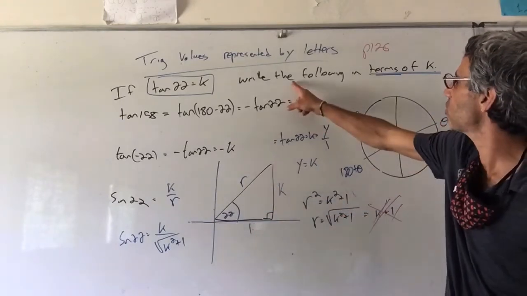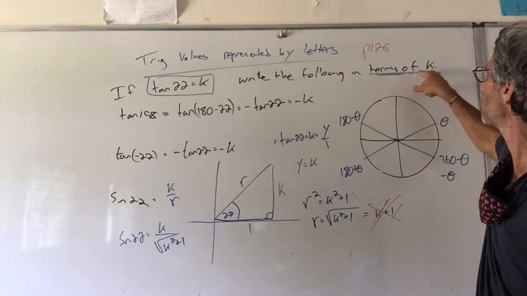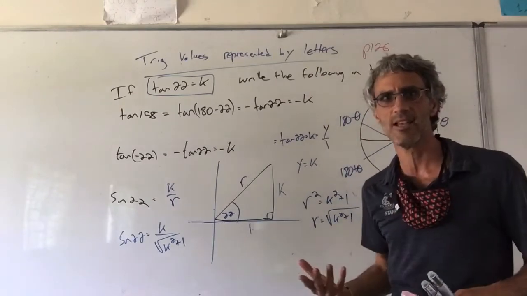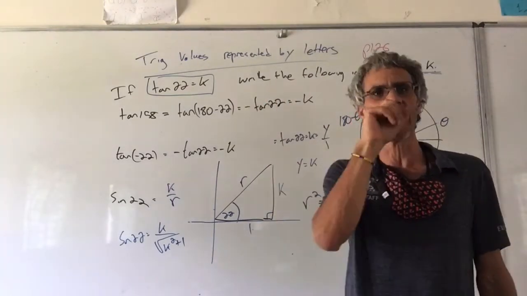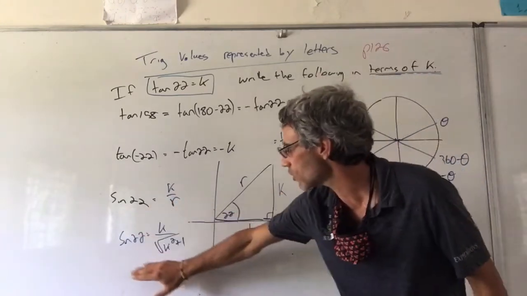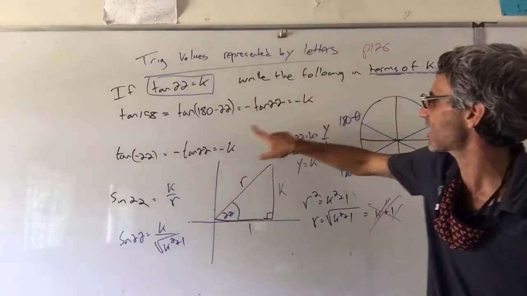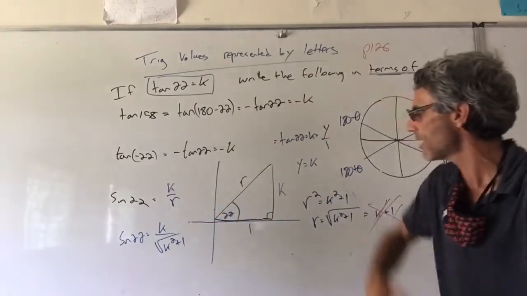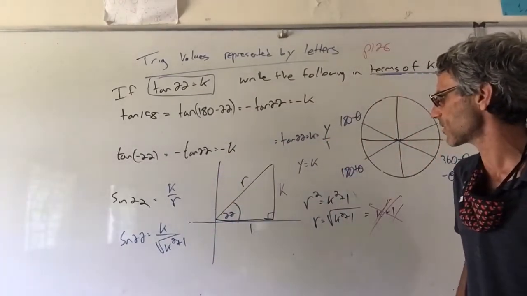What did they ask me to do? Write the following in terms of k. I don't know what k is. If they tell me now that k equals 7, then you can substitute. But all they asked me is to write it in terms of k. Let me remind you again how we did it.